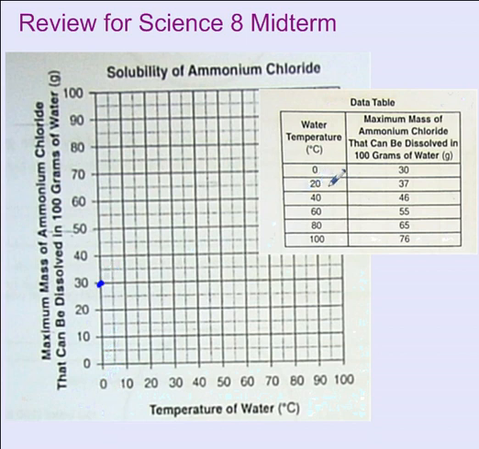At 20 degrees, it's 37. So I find 20 degrees. I follow that line up. This would be 30. 35, 37 would be about there. At 40, it's 46, maybe somewhere around there. Now read the directions carefully. Often it says to circle your data points, and then you finish up by connecting them with a line.